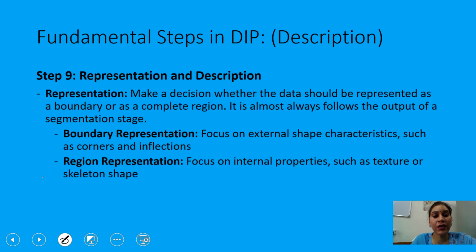Then representation and description. Representation makes a decision whether the data should be represented as a boundary or as a complete region. It almost always follows the output of a segmentation stage. This part is always preceded by segmentation, which means the output of segmentation is used as the input of representation and description. Boundary is used for boundary representation, and region for region representation.